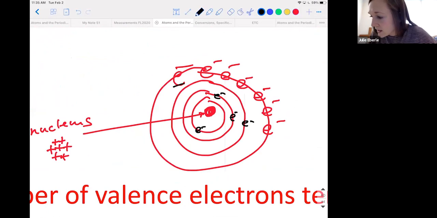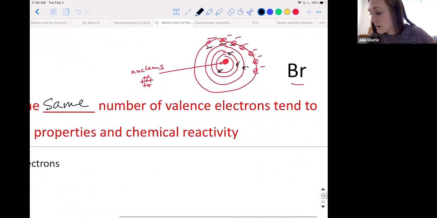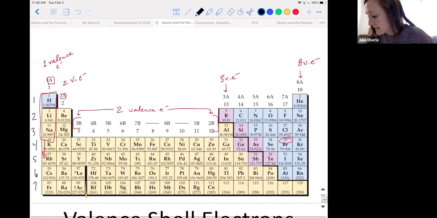So that's why we say these valence electrons are the most loosely held. They feel the positive attraction of the nucleus the least amount. They still feel it in each atom, but they're the most loosely held for that reason.